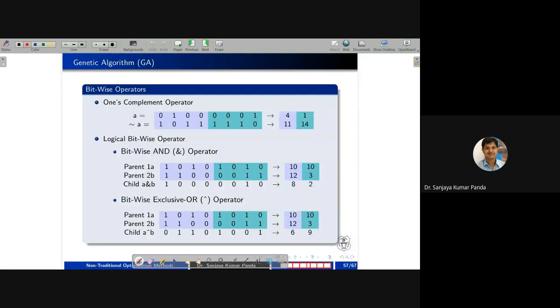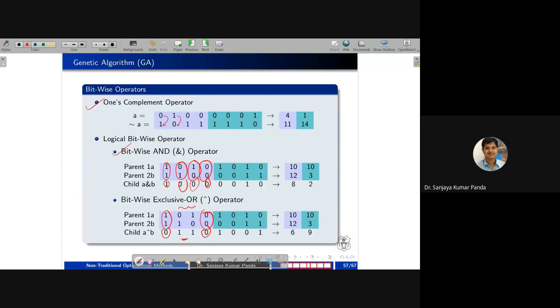Now, there are some other bitwise operators that you can apply. The 1's complement operator means 0 is converted to 1, and 1 is converted to 0. There is a bitwise AND operator, which says that if both bits are 1, then only the output is 1. In the rest of the cases, whether it is 0, 1, 1, 0 or 0, 0, the output is 0 only. Similarly, we have bitwise exclusive OR. Exclusive OR says that if both bits are the same, then the output is 0. If there is a difference in the bits, then the output is 1.